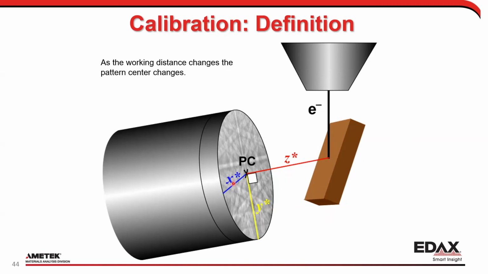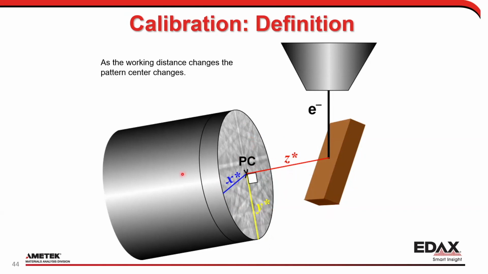So the X star is basically how far in my phosphor screen the pattern center is. The Y star is honestly the one that usually matters the most, because it tells me, again, where the pattern center is on my phosphor screen. This is the one that actually changes the most, usually, with working distance changes. This Z star is basically my scaling factor.